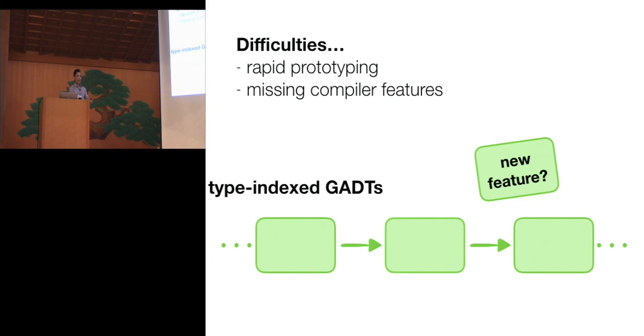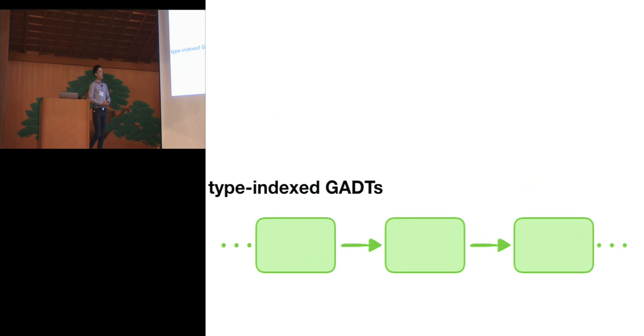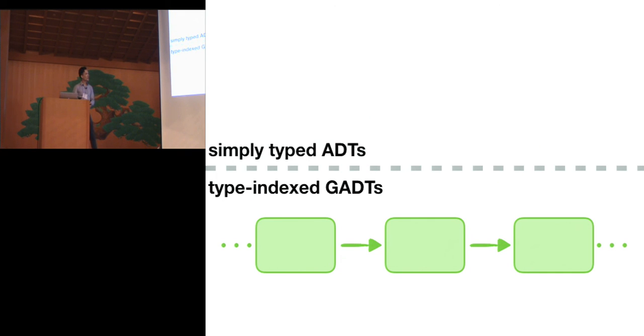As we saw earlier, our fancier data types miss out on some compiler features that our simpler data types enjoy. But we're good computer scientists, right? So we can solve this problem by cheating. Instead of doing everything in our nice, well-typed GADT representation, maybe we can just do our prototyping in a simpler representation. Just use a regular, simply typed ADT.